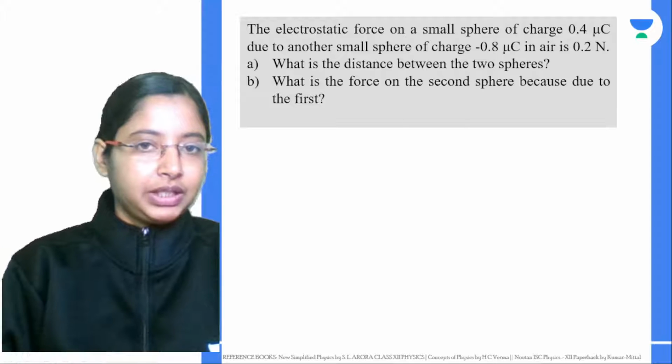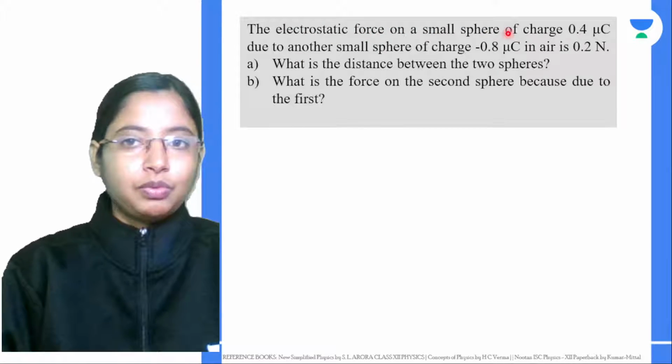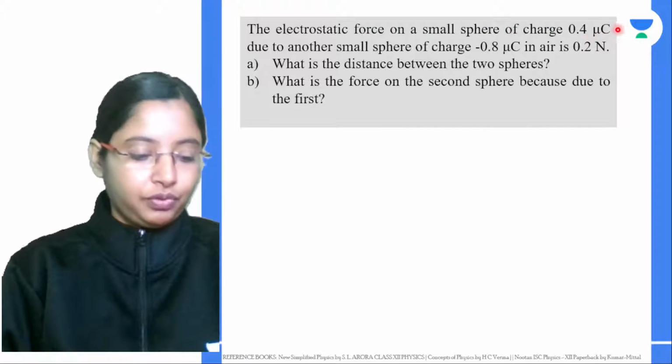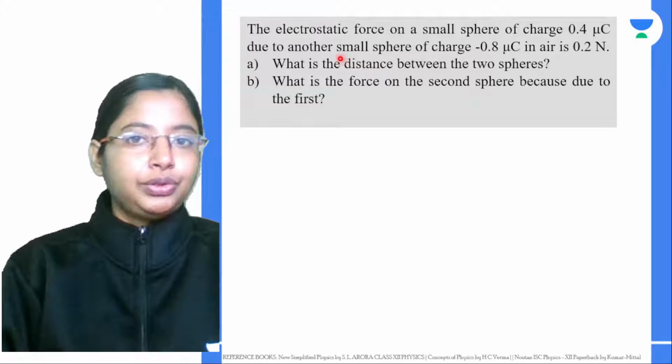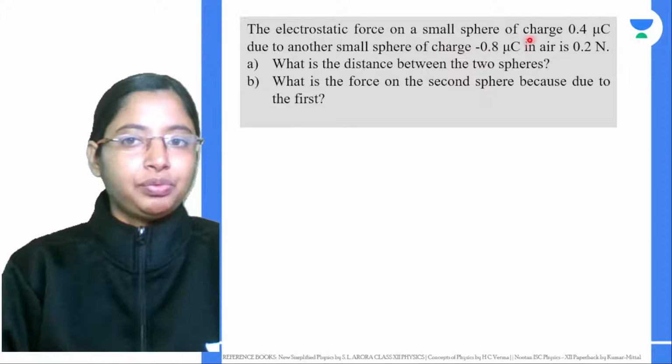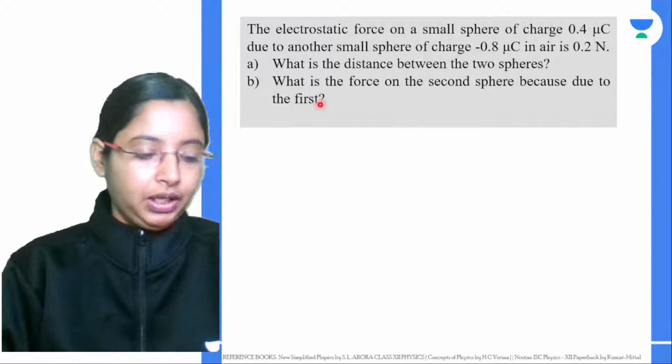The question here is: the electrostatic force on a small sphere of charge 0.4 microcoulomb due to another small sphere of charge minus 0.8 microcoulomb in air is 0.2 Newton. Knowing this, you have to find the distance between the two spheres and the force on the second sphere because of the first sphere.